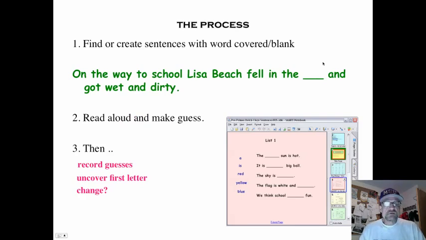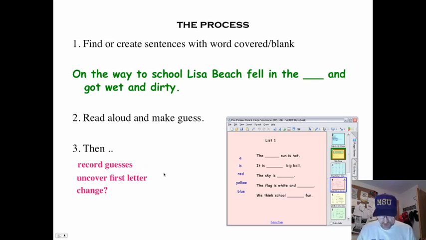What you do is you find or create sentences with 1 word missing or covered up. As I said before, you want these to be connected to students' lives to the greatest extent possible. So I generally make up sentences related to students. I'll actually put a student's name in it, and things that have happened to our class, with our class, around our class. What we do is we read the sentence aloud and make a guess. What word would make sense here? Let us make a guess.